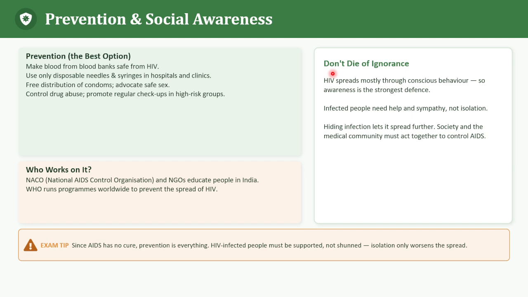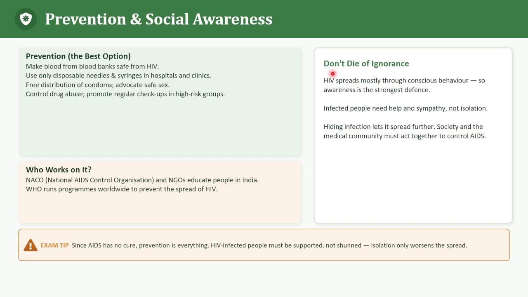And also safe sexual practices. Awareness and safe sexual practices help to reduce the transmission. And control drug abuse. Sharing infected needles is an important route of transmission, so controlling drug abuse is a part of prevention. And also regular testing and checkups. Regular checkups are very important, particularly for people at increased risk.